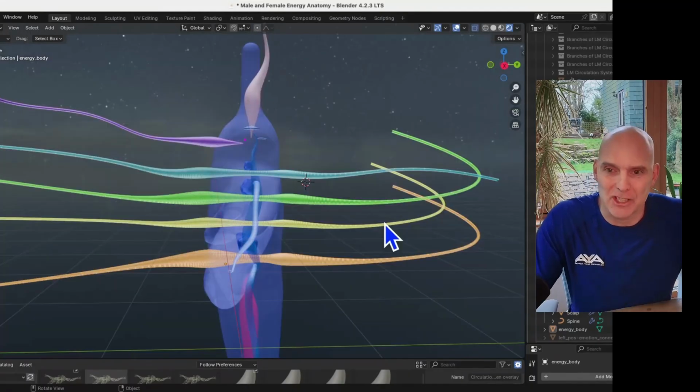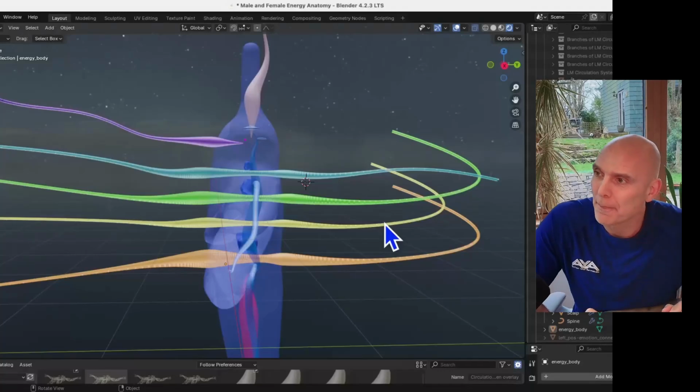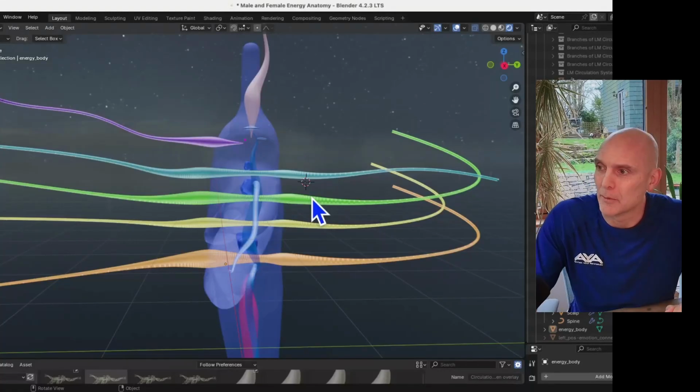Now you can actually hijack this system and use it consciously. And that's what energy healing is. We'll talk about that in a second.